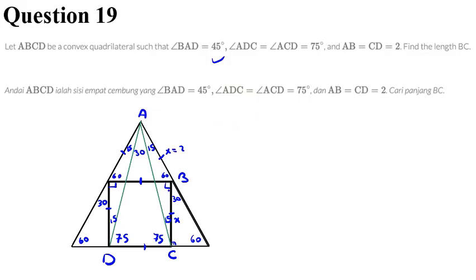Okay, we want to find the length of BC here. So as you can see, here we proved AB is 2 here, BC is also x. So the answer of this problem is equal to 2.